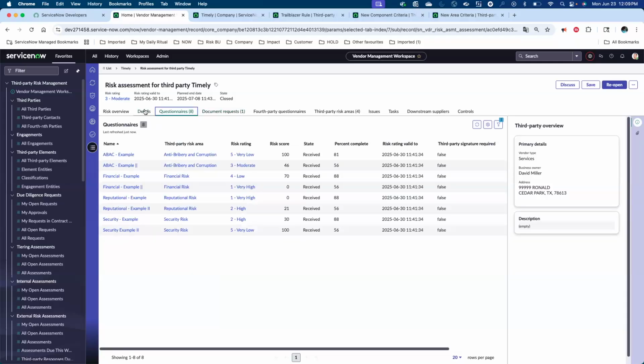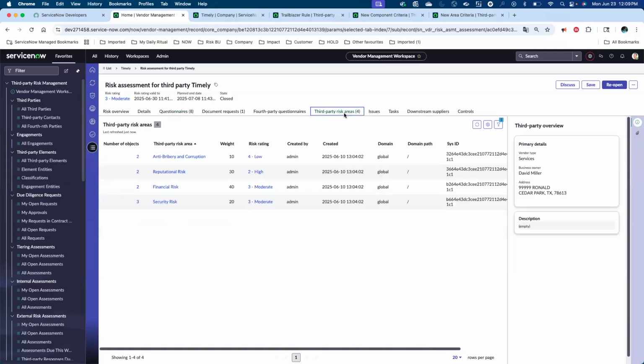So what that means is, let us take one at a time over here. If we take, for example, ABAC, the questionnaires have resulted in risk ratings of five very low and three moderate. So the average of that would be, 5 plus 3 is equal to 8. So the average really turns out to be 4, right? So remember that is your average for ABAC. Now 4 basically means it is low. So if I look at third-party risk areas, this is the risk rating for low.